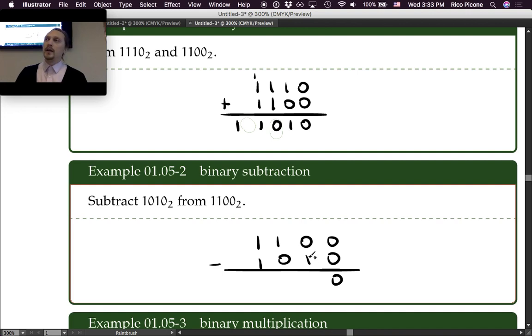0 minus 1, we need to borrow. Dang, remember borrowing? Okay, so we borrow from this one. And now it's 1, 0, which is 2, minus 1, which gives us 1. Okay? So we borrowed this 1. So 1, 0 minus 1, so 2 minus 1 gives us 1. And then we borrowed this guy, so we have to just drop down to 0. And then we have 1 minus 1 is 0.